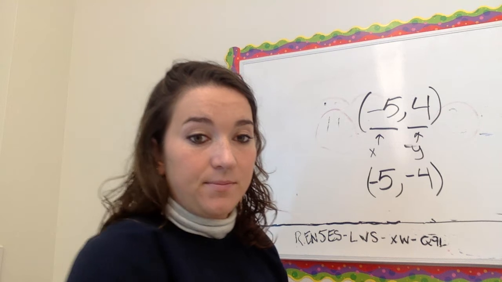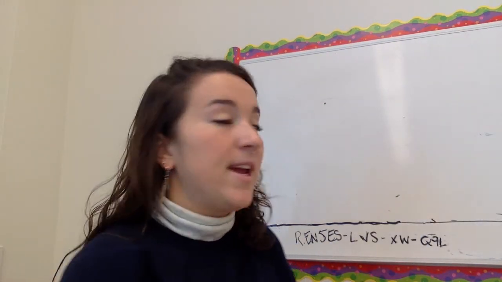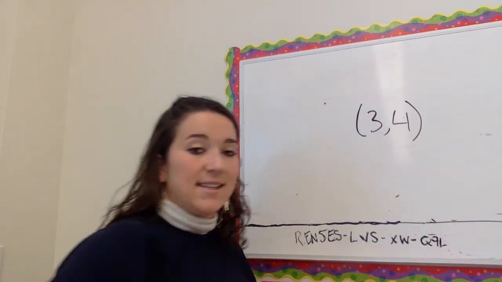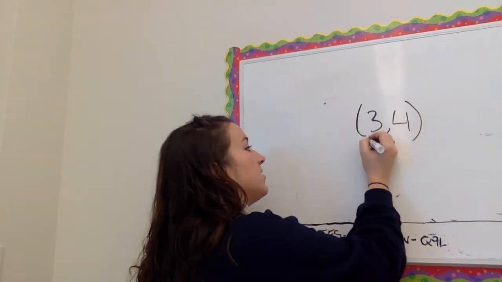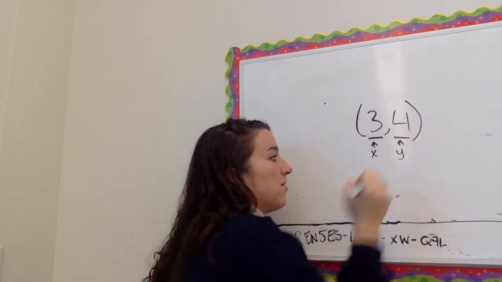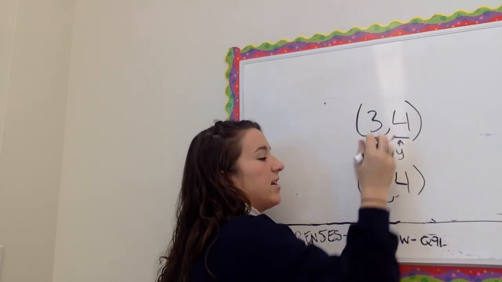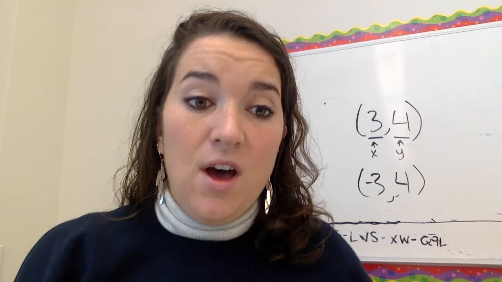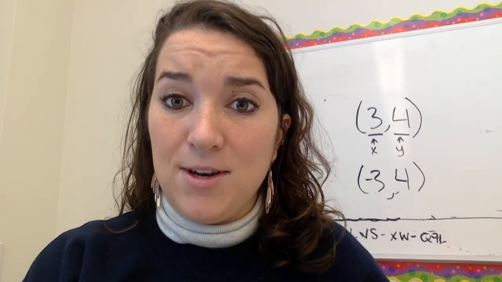Let's try one more. The next one says if 3, 4 was reflected across the y-axis, what would the new point be? We have our x-coordinate here and our y-coordinate here. When you reflect over the y-axis, the y-coordinate stays the same and the x-coordinate becomes opposite. So we'd have negative 3, 4. Okay, go on and try the rest of the problems on your own on both the front and the back. Good luck, and let me know if you have any questions.